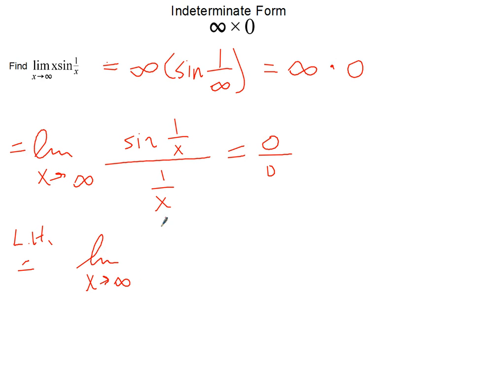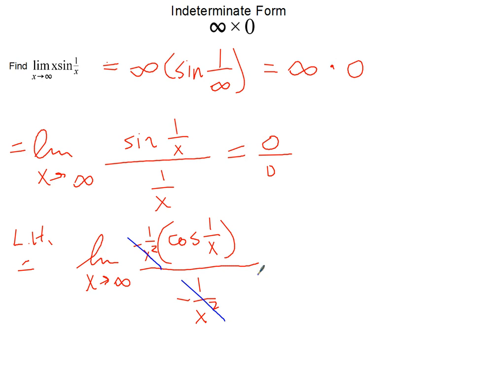The derivative of sine of 1 over x is cosine of 1 over x times the derivative of 1 over x, which is negative 1 over x squared, and then over the derivative of 1 over x, which is also negative 1 over x squared. We'll see quickly that the negative 1 over x squareds cancel out, and we're just left with the cosine of 1 over x. When we plug in infinity, this just becomes the cosine of 0, which is 1.